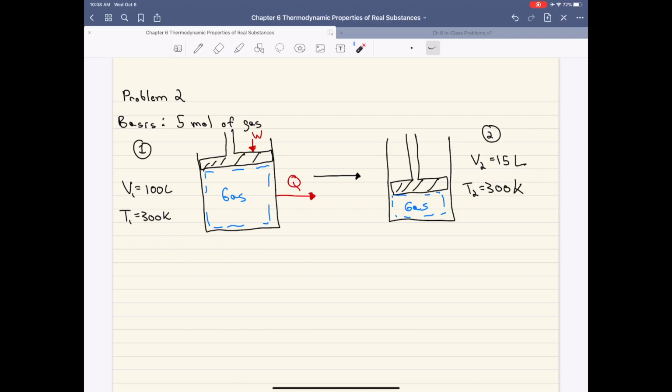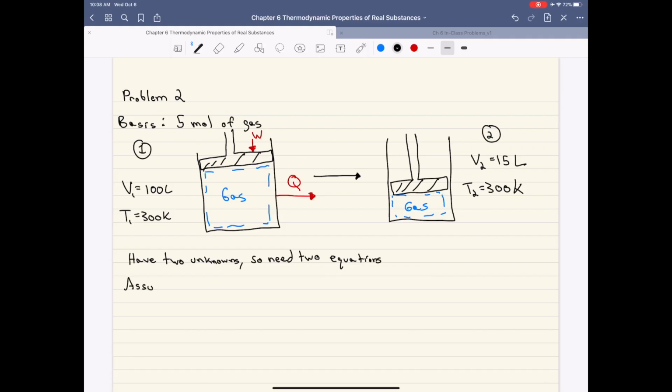Essentially, this problem wants us to figure out the values of work and also the heat that are released. We have 2 unknowns, and so we need to apply 2 equations to solve for these unknowns.